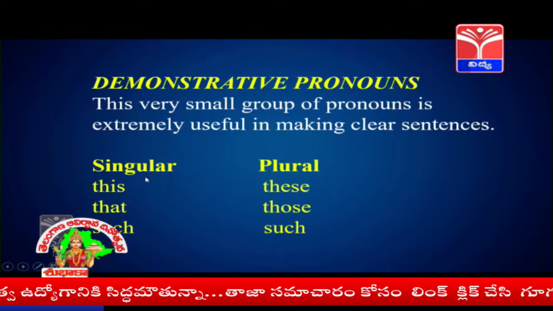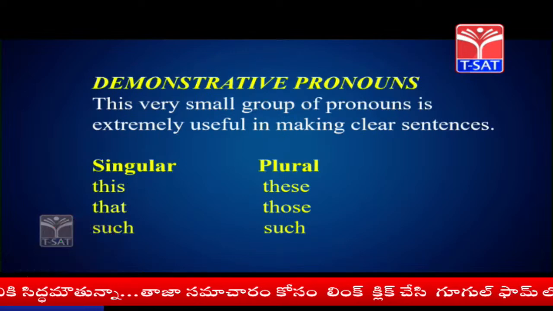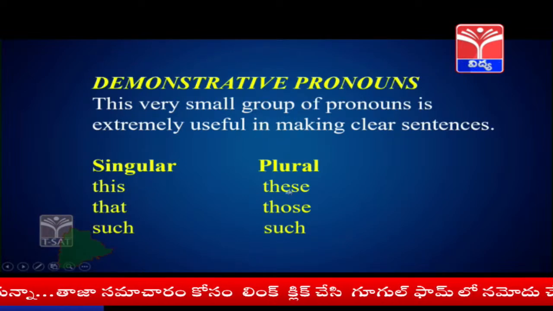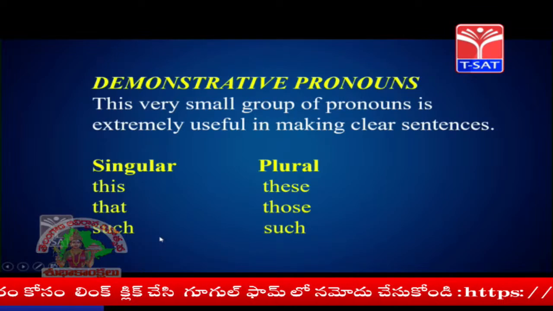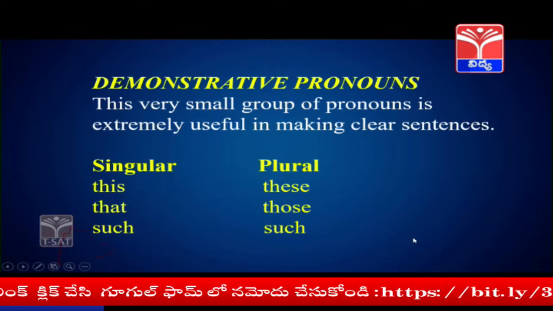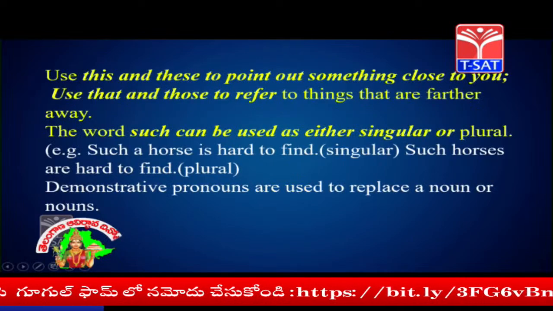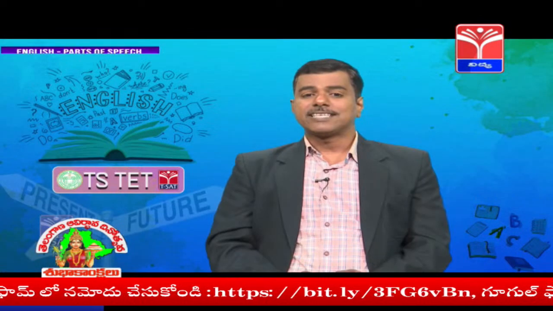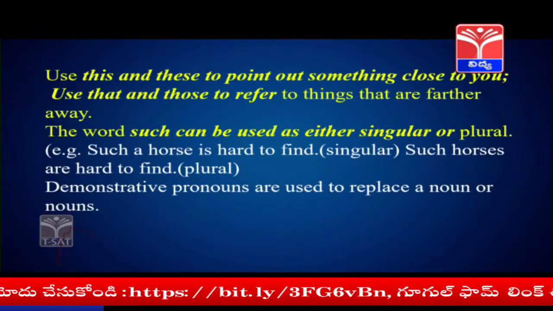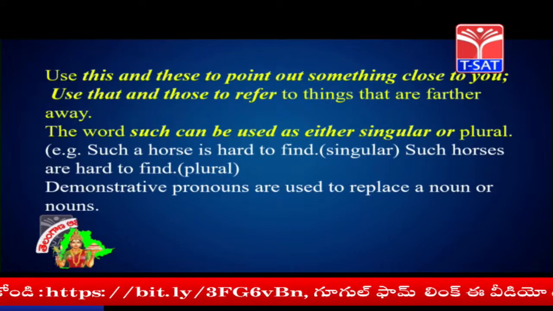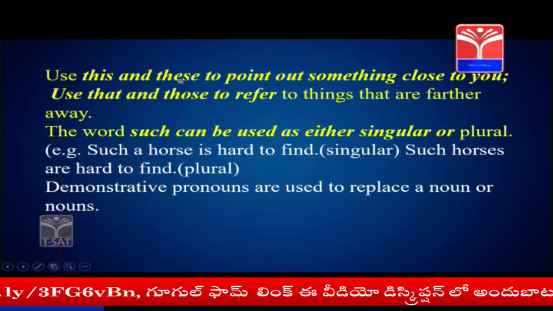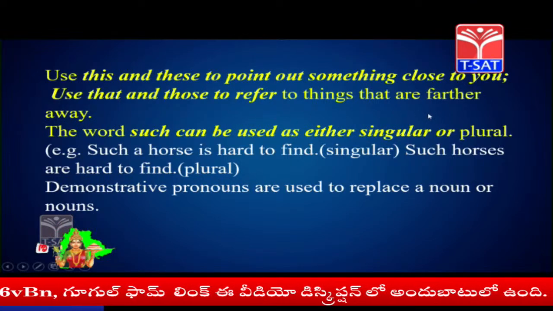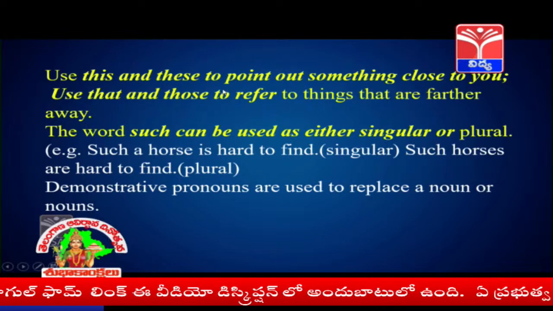These demonstrative pronouns also have singular and plural. Singular this, plural these, singular that, plural those, singular such, plural also remains such. Use this and these to point out something close to you. Use that and those to refer to things that are farther away. This is the thing that you have to remember.